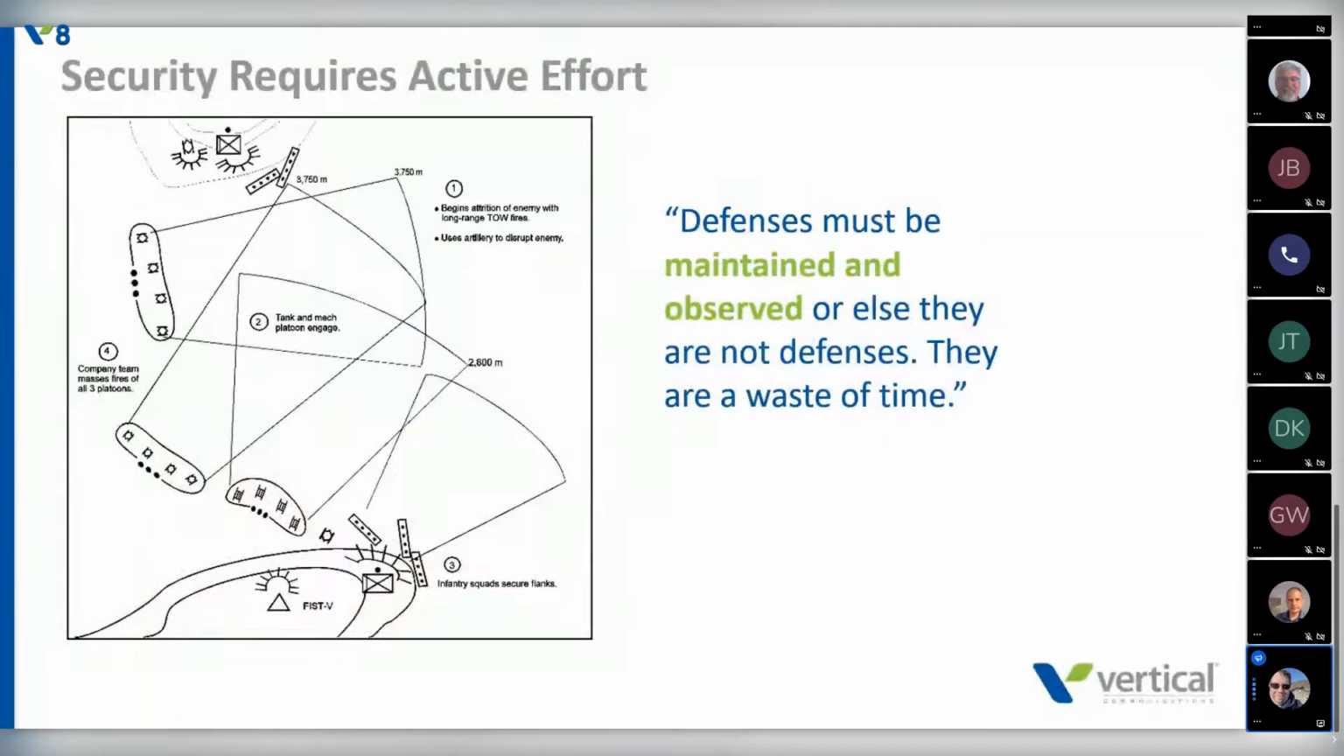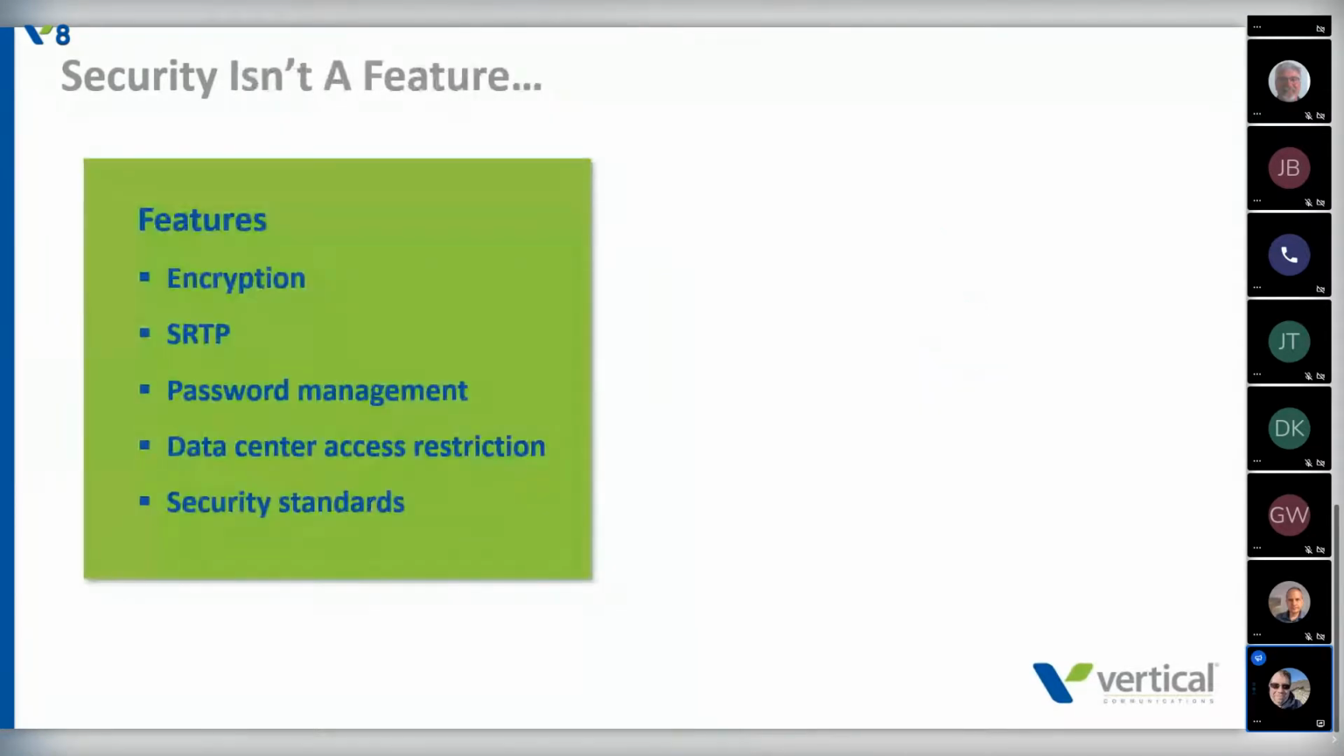It requires active effort. You have to have people watching your defenses. You have to have things being observed and maintained. You have to have active work. It really boils down to, in the software world, security not being a feature. You hear people talk about encryption and SRTP. Oh, we've got password policies, data center you can't get into, and security standards. These are all features. Security isn't a feature.